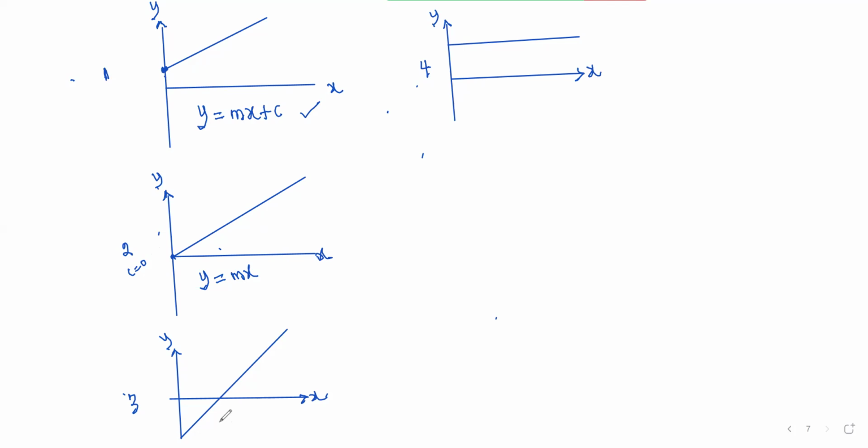Somebody to help me write the equation for this one. So that will be y is equal to mx minus c. Exactly. Minus c, because it cuts the vertical axis at the negative.